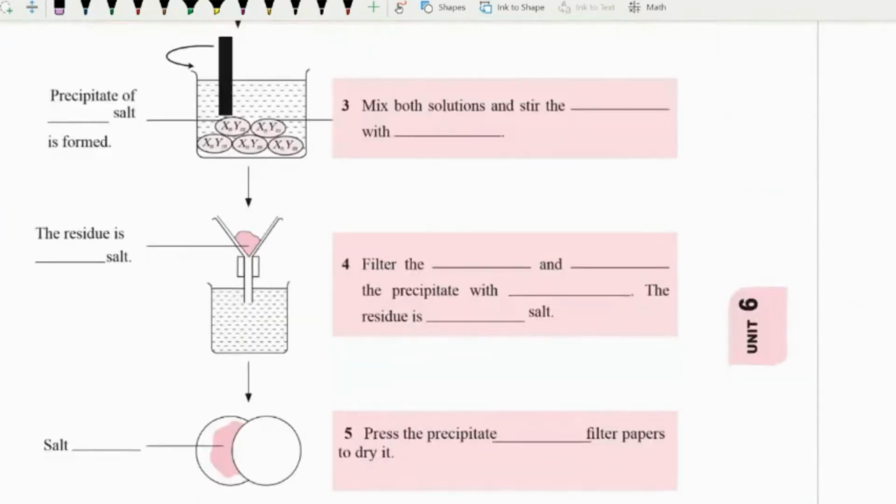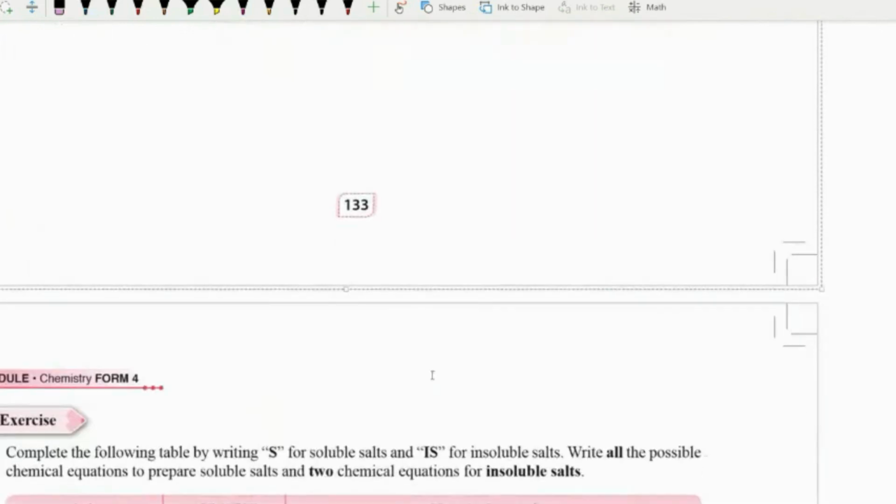We are allowed to go to the lab next week. This week we still cannot. So next week we can go to the lab already, and we can do the experiment.